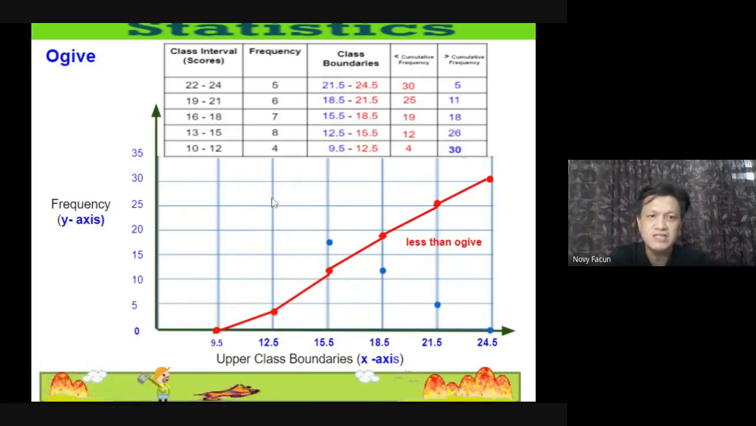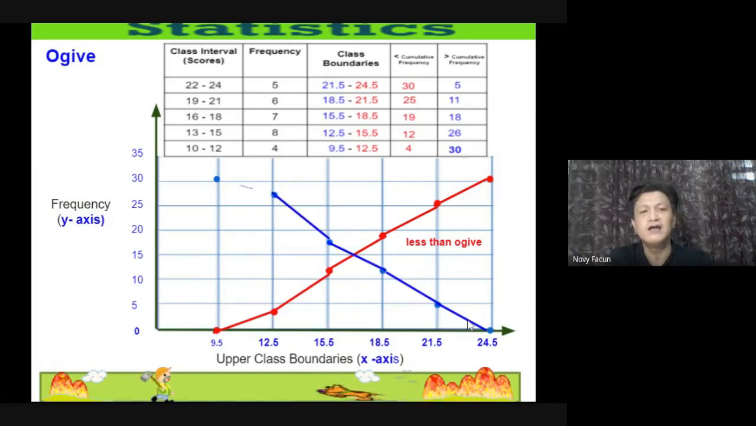Ibig sabihin nandito sa taas ng 25. Tuldukan mo. Okay, and then for 9.5, yung ating magiging y coordinates, that is 30. Okay, so and then we can now connect the dots by using the line segment. Okay, so ganyan lang. And then until you finish.